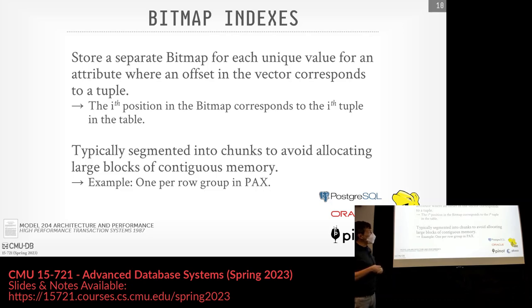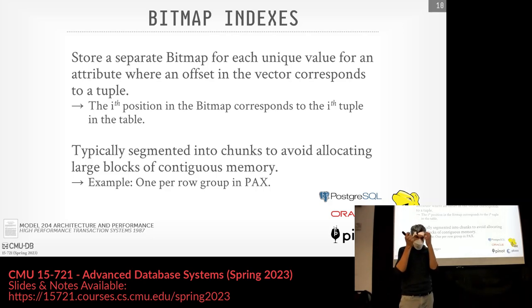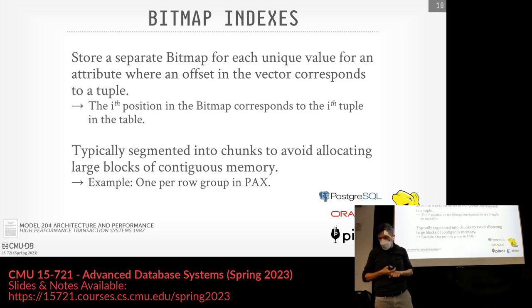With bitmap indexes, the idea is that for every unique value in a column, in an attribute, we maintain a separate vector with a bit set to 1 if the tuple at that offset has that particular value. Because everything's fixed length, we can just use the offset in the bitmap to map to the offset in the actual data columns. So the ith position in the bitmap corresponds to the ith position in the tuple. Obviously, we're not going to want a giant bitmap for the entire table. We're going to do this as we chunk things up in our PAX files or row groups, as we showed before.